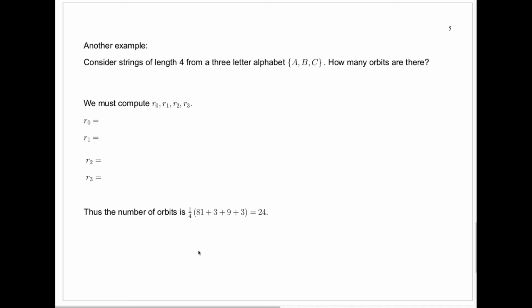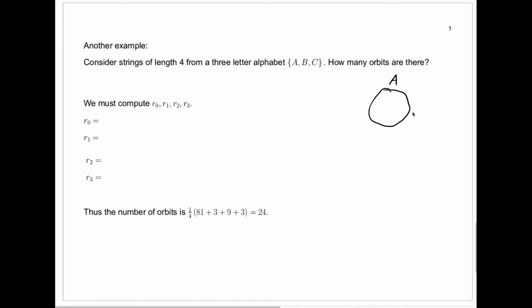Let's look at one other example different from the one we've been working on, though this is an example we did look at in our discussion section. Consider strings of length 4 from a 3-letter alphabet A, B, C. Remember, this will correspond to seating arrangements of 4 people around the table, people of color A, B, and C, say red, green, and blue, something like that.